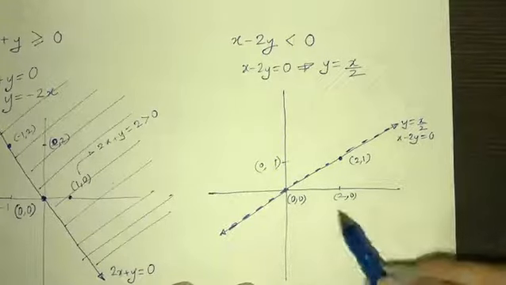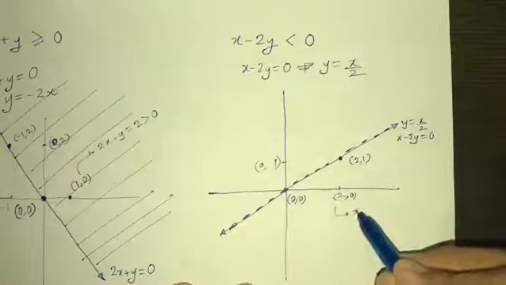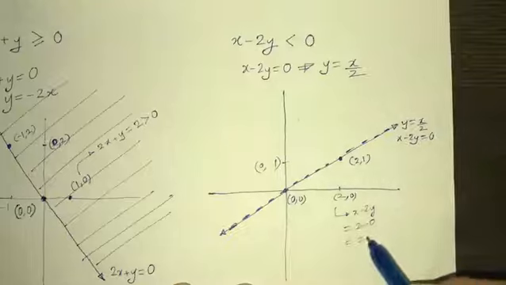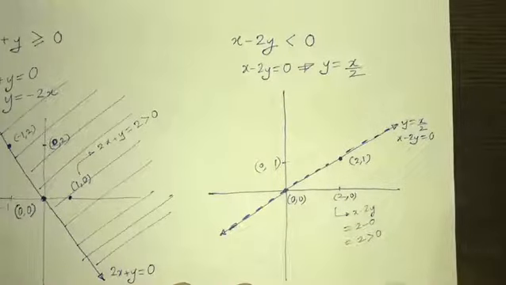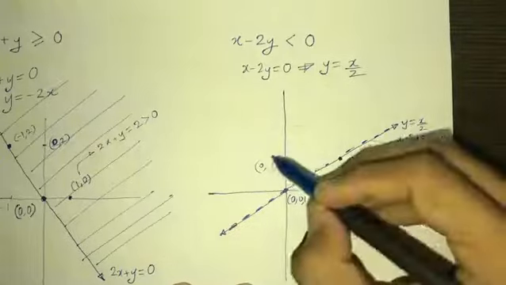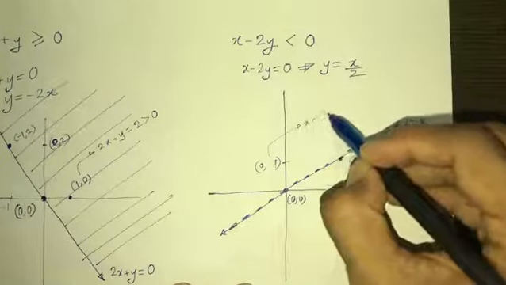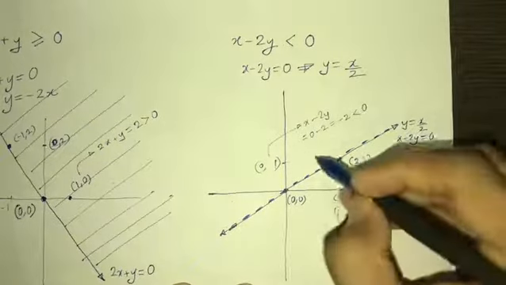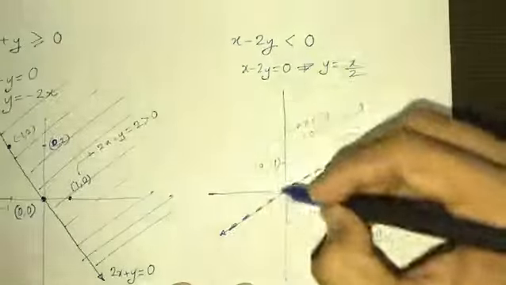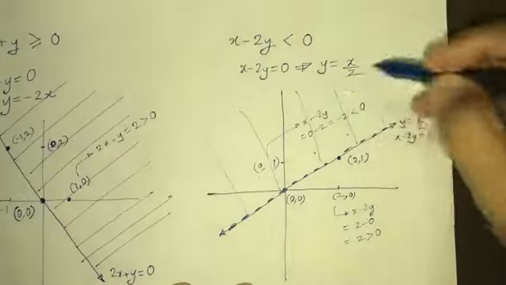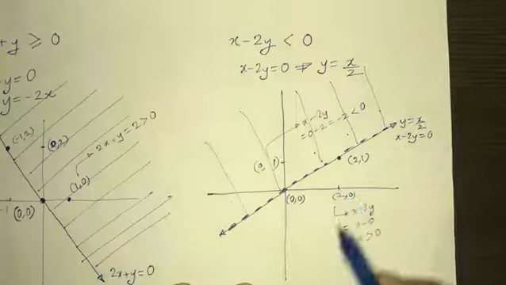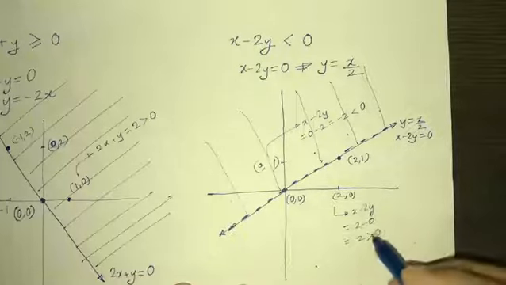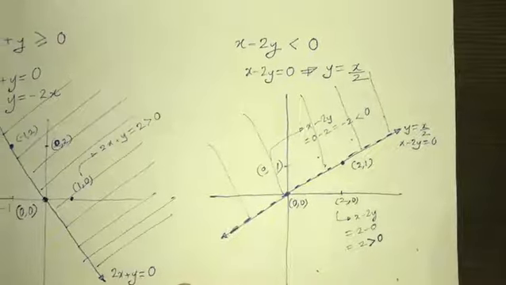Let us take 2 comma 0 and put it in x minus 2y: 2 minus 0 equal to 2 greater than 0. So this side is x minus 2y greater than 0. If I put 0 comma 1 in x minus 2y, 0 minus 2 is minus 2, less than 0. So any point here will satisfy x minus 2y less than 0. Any point here, there are infinite points here, will satisfy x minus 2y greater than 0.